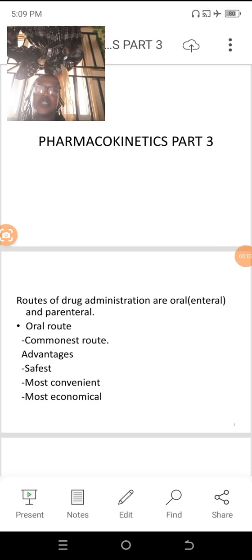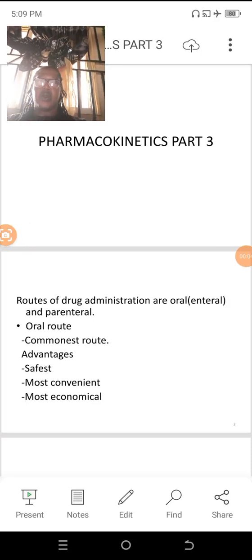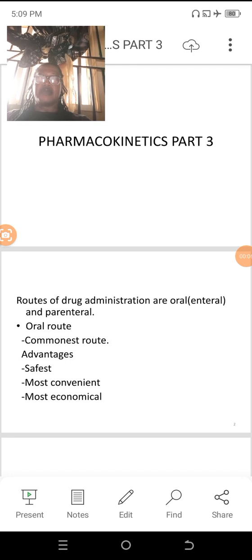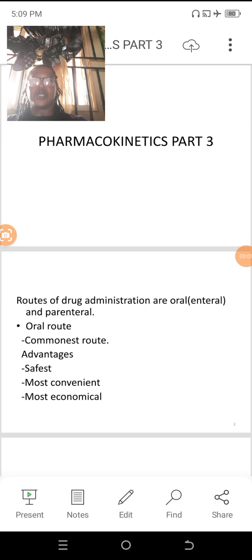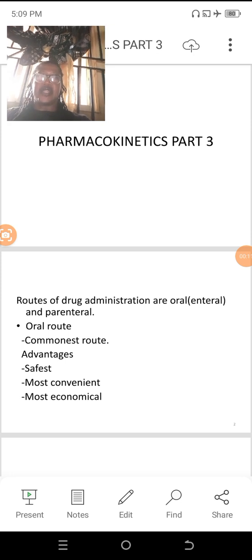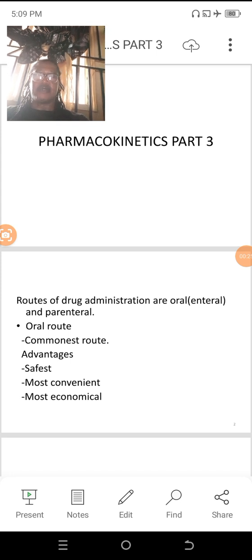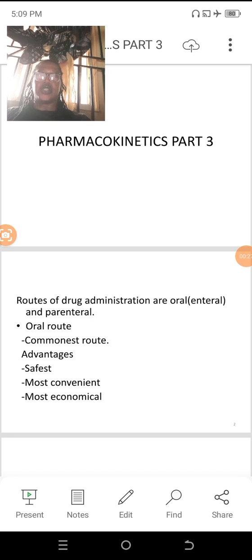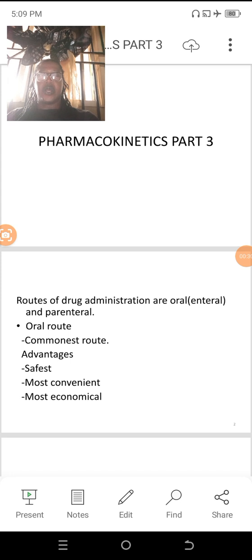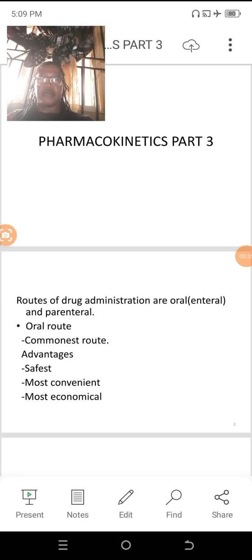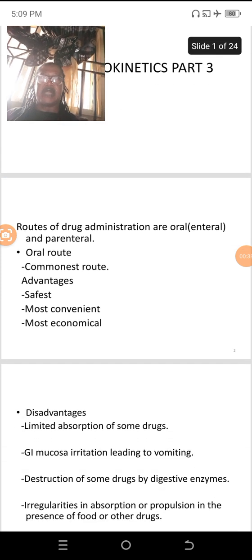In part one of the discussion on pharmacokinetics, we considered absorption, factors governing absorption generally. In this part three of the discussion on pharmacokinetics, we are going to look at the routes of drug administration. We also look at the factors that govern absorption across these different routes, and we conclude by looking at excretion of drugs. So, what are the routes of drug administration?